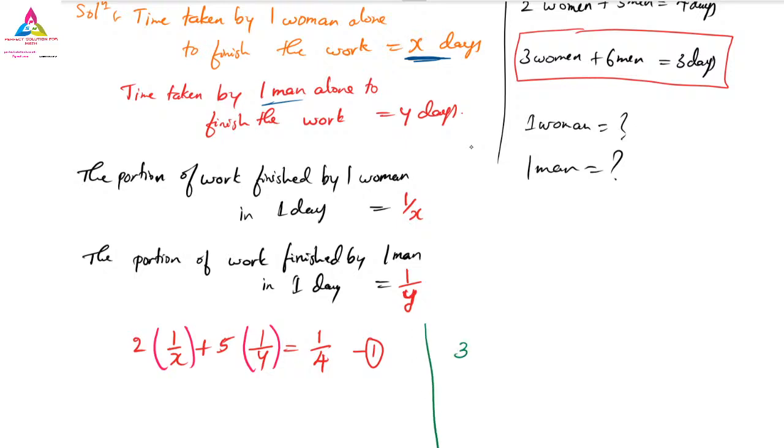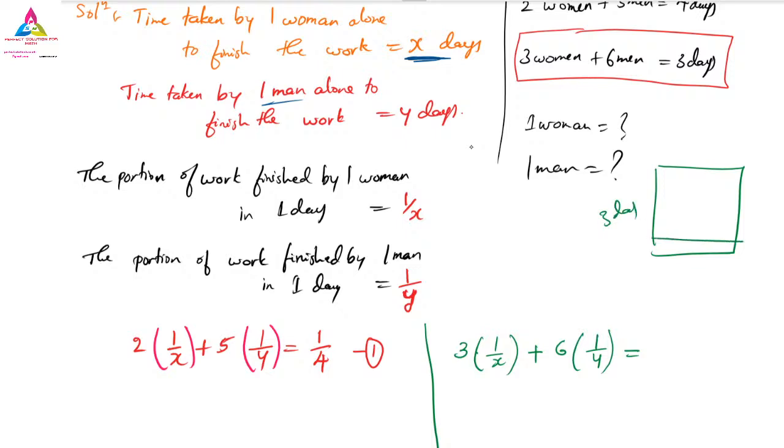3 women, so 3 into 1 by x. In one day, one woman will work 1 by x, so for 3 women it is 3 times that, plus 6 men. Now in one day, one man will work 1 by y, so 6 times, since 6 men are there, it will be increased 6 times. That equals the total time they will take, which is 3 days.